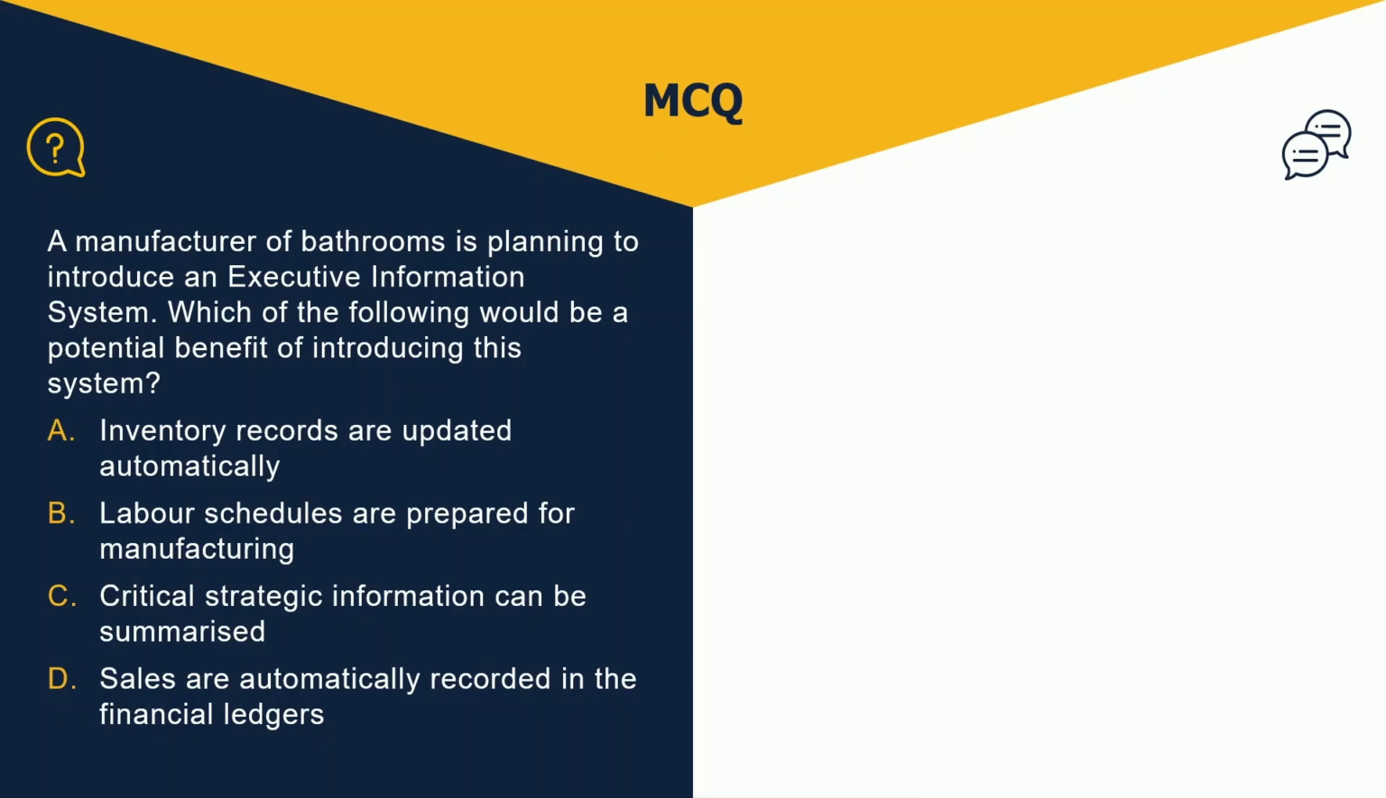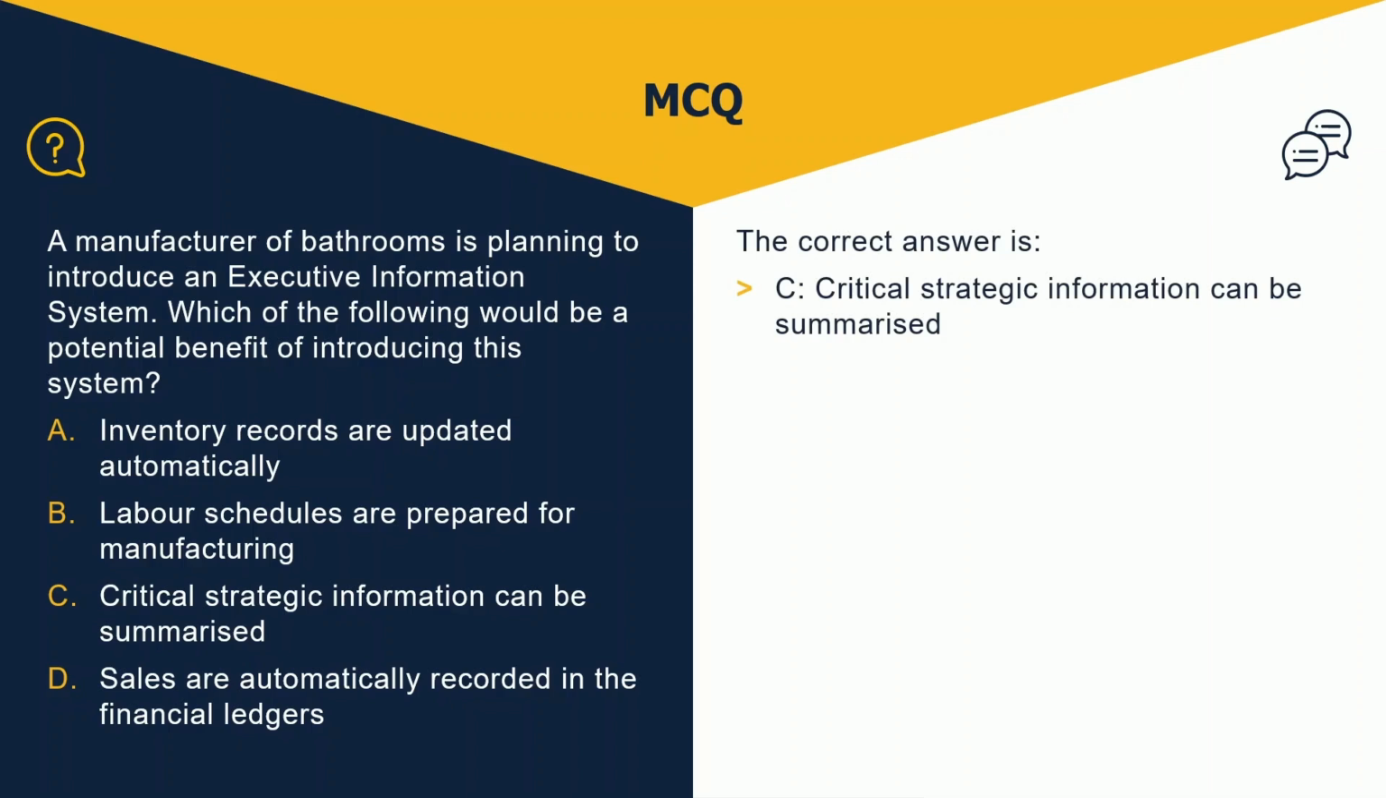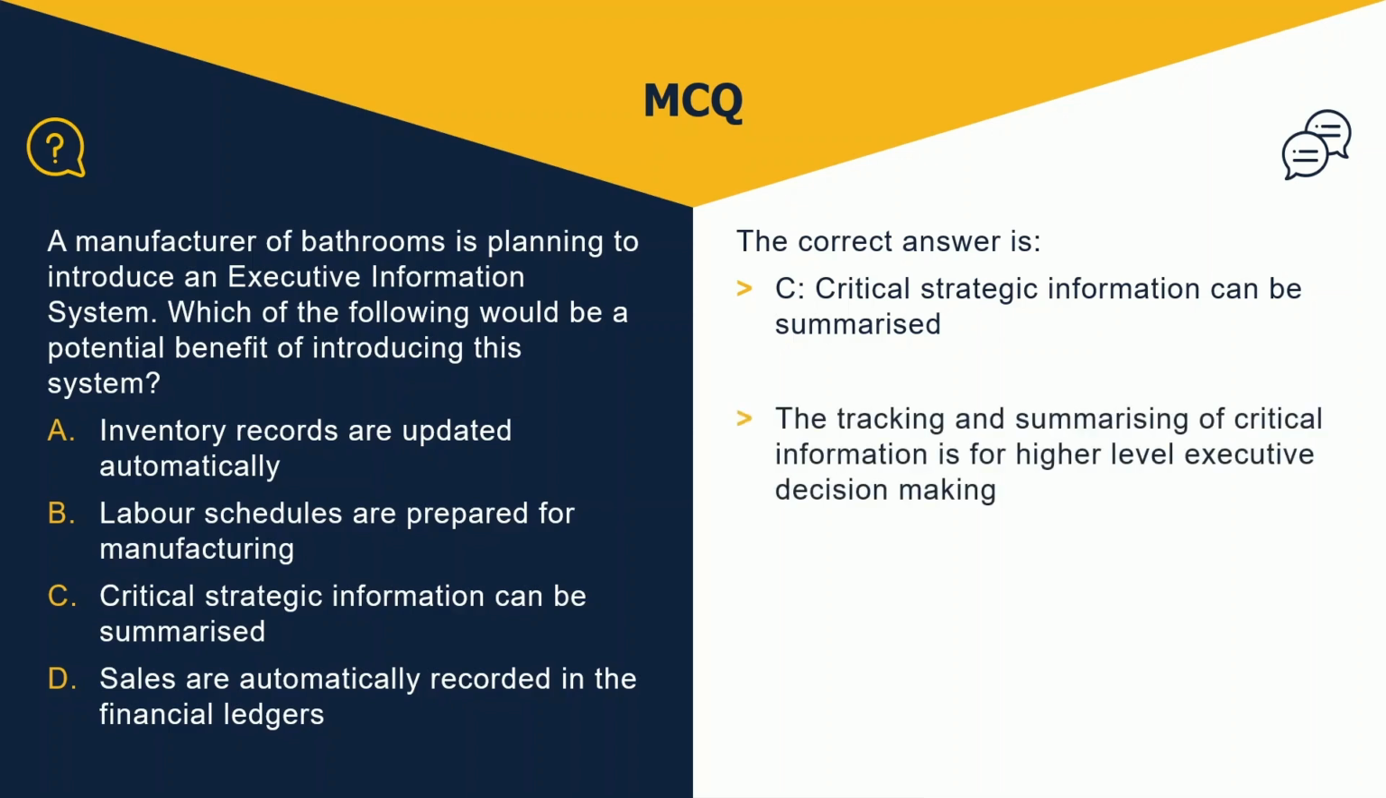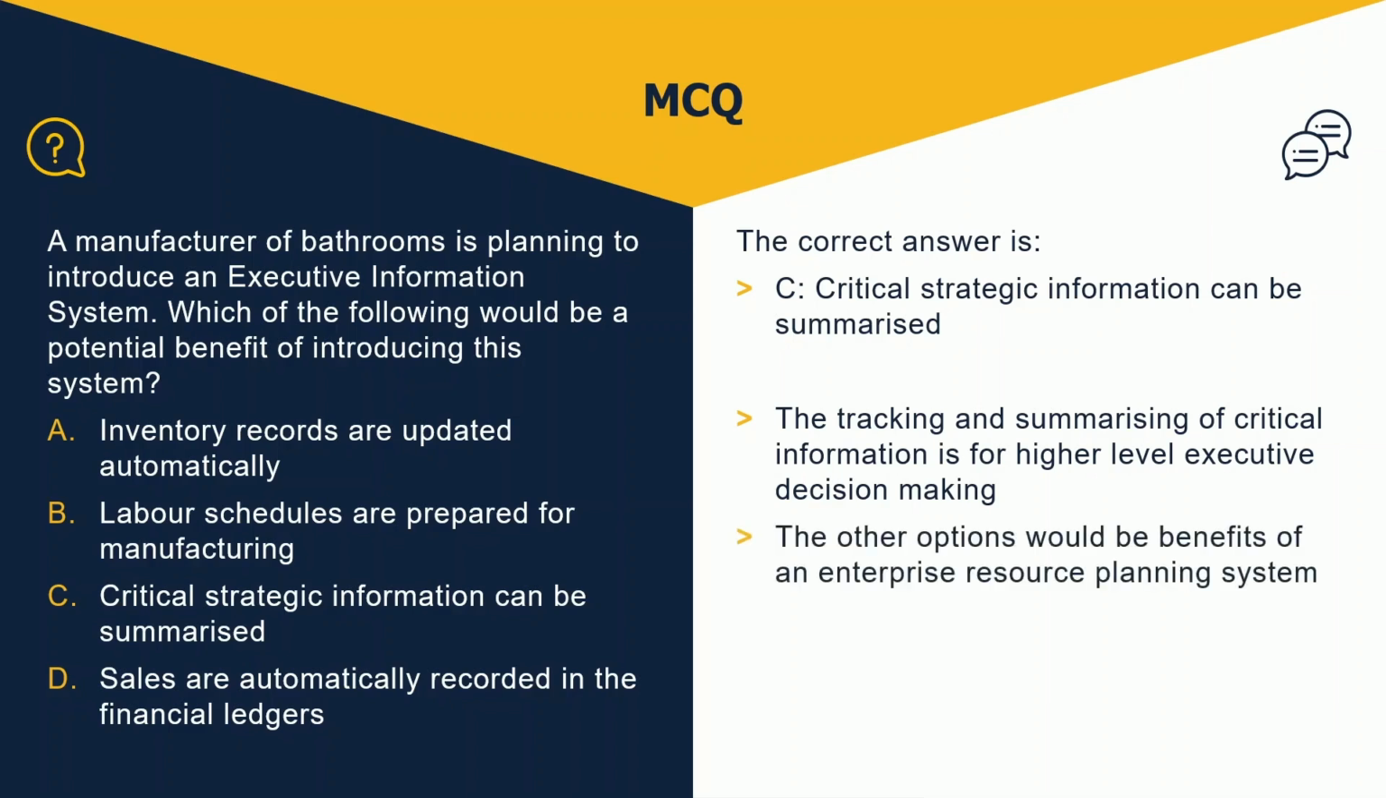Remember then, this is an executive information system, and the correct answer here then is C. These systems then look at the strategic information. It's crucial then that it can be summarised for higher level then decision making. All of the other options there that we've got then, A, B and D, are very much benefits then of an enterprise resource planning system. These involve then more of the kind of underlying transactions of the business as opposed to a kind of strategic overview.